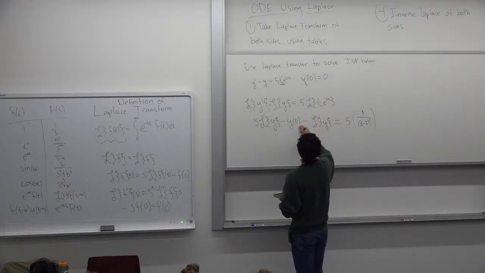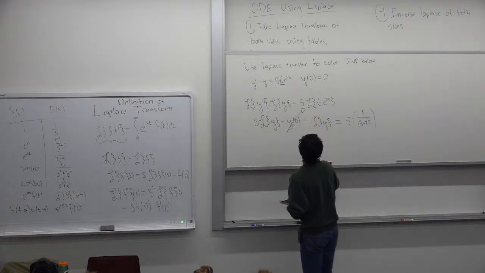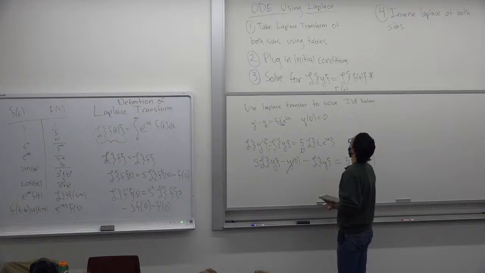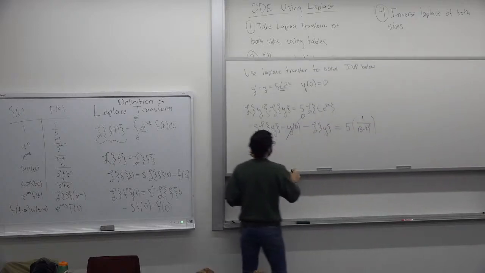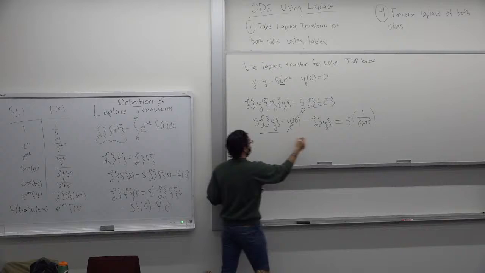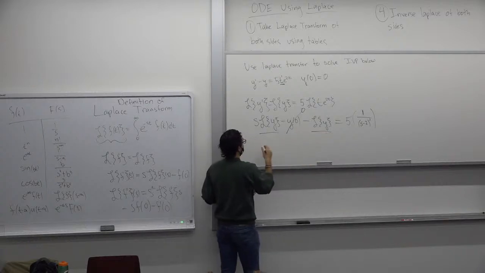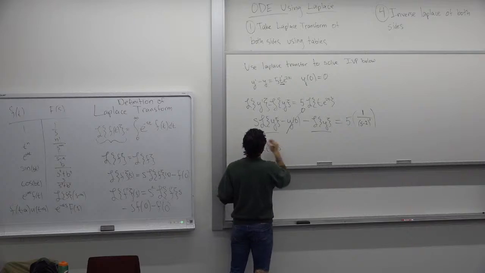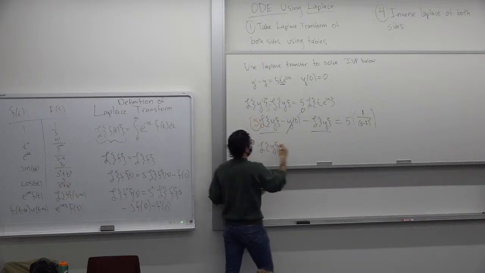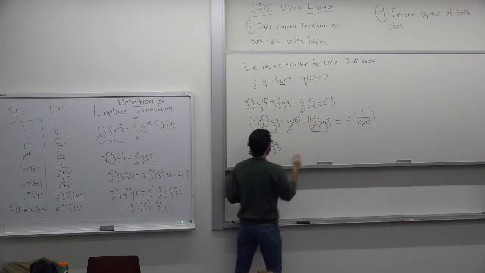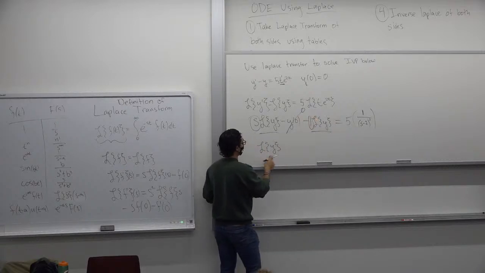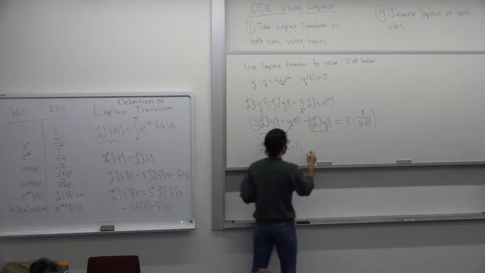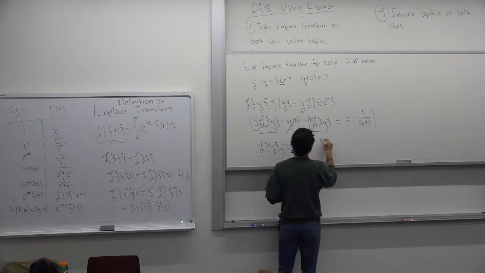Y at 0 equals 0. Easy. Next step, solve for y. So we have two L equals 5.